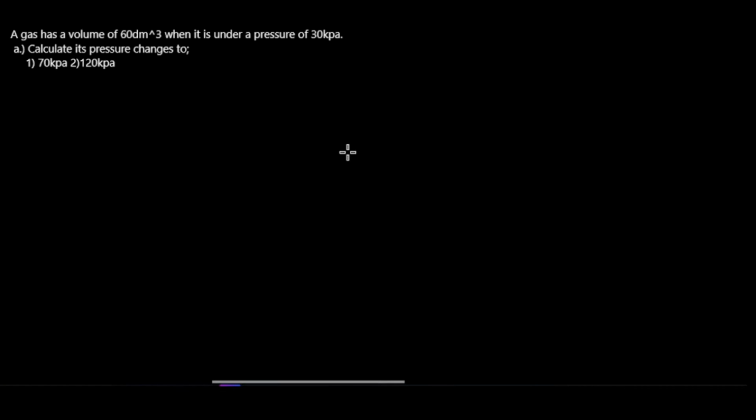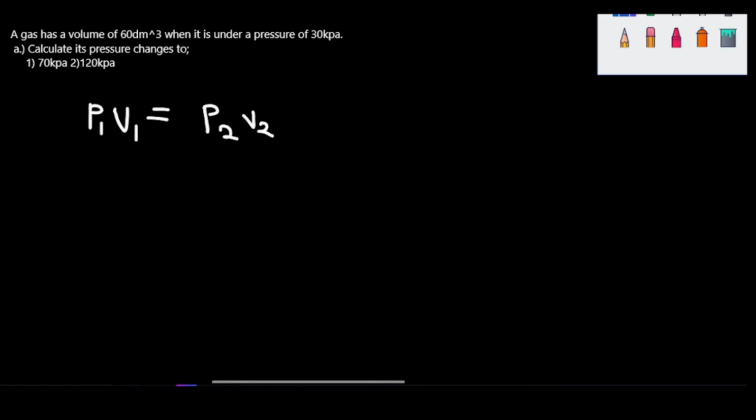So Boyle's law has the formula P1 times V1 is equal to P2 times V2. This means pressure 1 multiplied by volume 1 is equivalent to pressure 2 times volume 2. This is a basic formula that we are going to be using. So now let's try to answer the question given.